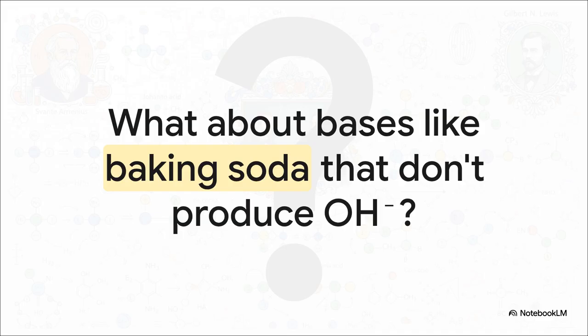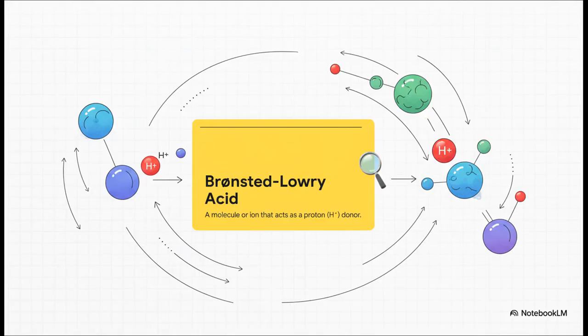This exact problem is what led two scientists, Johannes Bronsted and Thomas Lowry, to each come up with a more flexible, more action-oriented definition. This is where it gets really clever. Instead of focusing on what an acid produces, Bronsted and Lowry zeroed in on what an acid does. An acid is a proton donor, and a base, then, is simply a proton acceptor. It's an elegant shift that reframed the whole thing from a static property to a dynamic give and take.